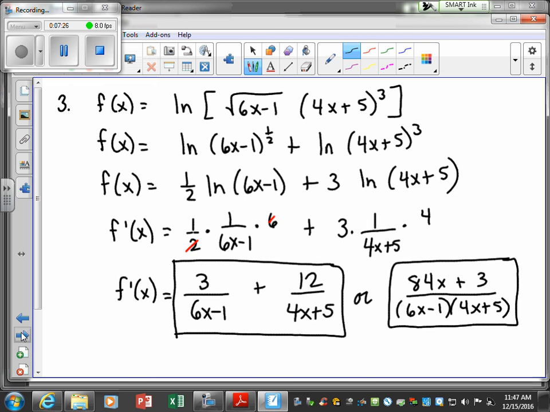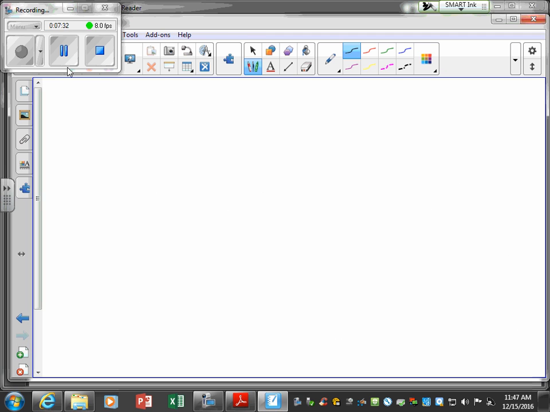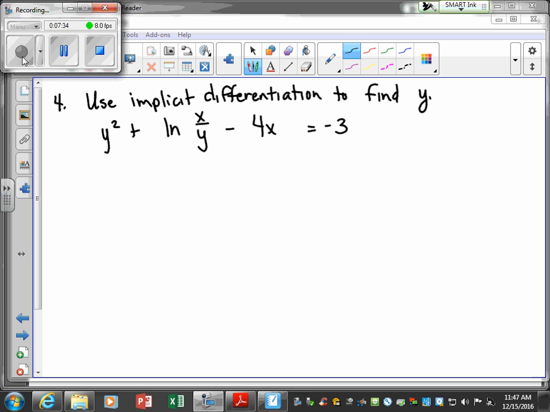So let's look at, we'll start with number 4 here. The directions specifically tell us to use implicit differentiation to find y prime. The first thing I want to do is rewrite this using my properties. Next, in my guidelines, if you look back to the page that you copied your guidelines on, it says take the natural log or differentiate everything, d/dx of each of these terms. So take the derivative of each of these terms.